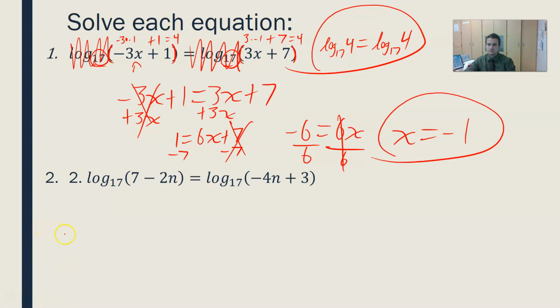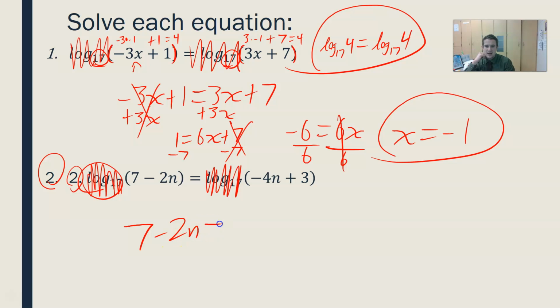Okay? So same if I look down here at number 2, why I have two number 2s I don't know. If I have log base 17 of 7 minus 2n equals log base 17 of negative 4n plus 3, since these logs are the same, I can basically ignore them and solve with what's inside of the parentheses, or again, sometimes those are called the arguments. So 7 minus 2n equals negative 4n plus 3.